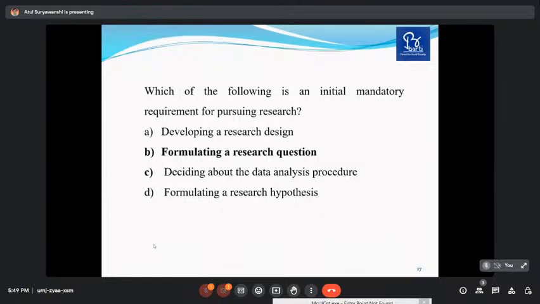Which of the following is an initial mandatory requirement for pursuing research? Is it developing a research design, formulating a research question, deciding about the data analysis process, or formulating a research hypothesis? The answer is formulating a research question is the initial requirement to pursue research. We should have some problem. We should have some question in the mind. And so we initiate research to satisfy that question or to search for a suitable answer to the question. So this is the beginning of research, to raise the question.